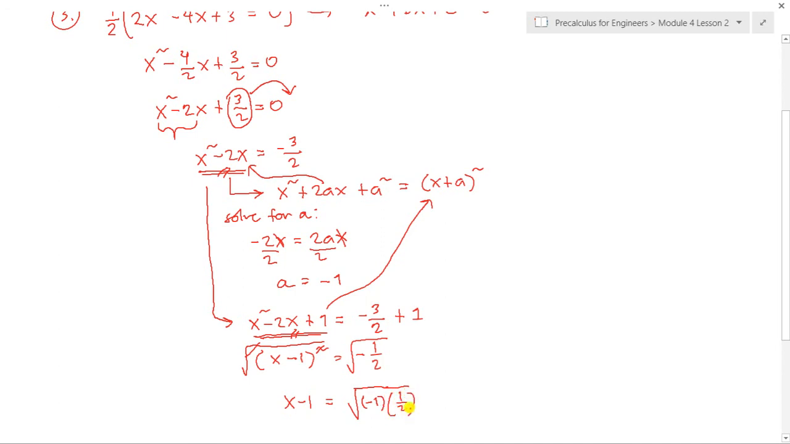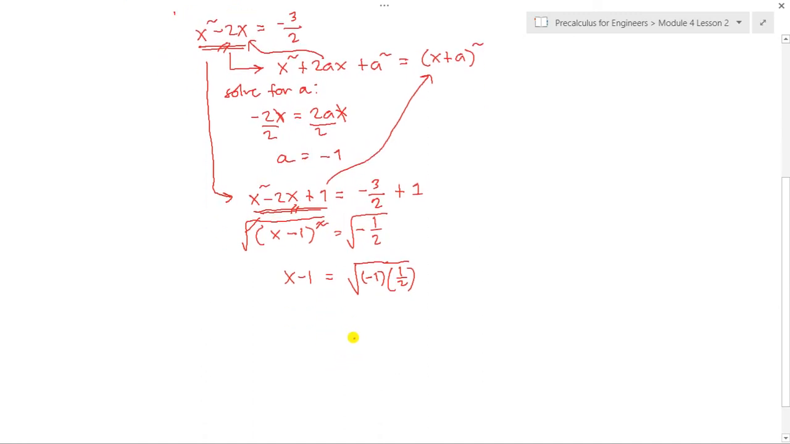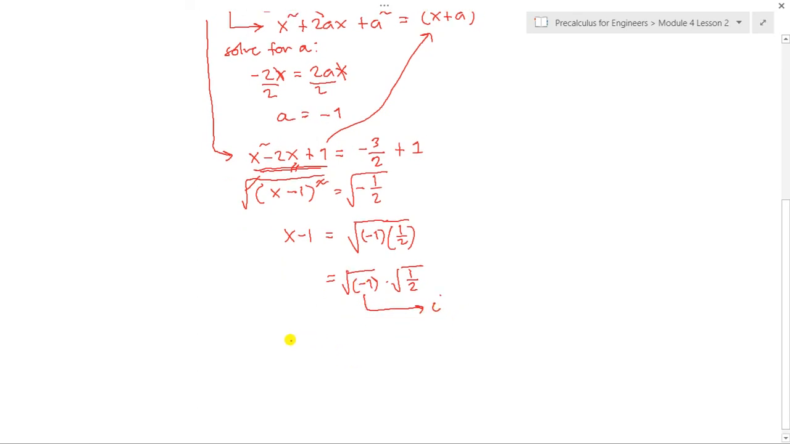Kasi diba, expect na even yung index natin tsaka may negative, so therefore may imaginary ito. So this can be further simplified into negative 1 times square root of 1 half. So here we all know that this square root of negative 1 is equal to the imaginary number I. So we now have x minus 1 is equals to plus and minus square root of 1 half I. Then transpose this one to the other side. So we now have x is equals to 1 plus or minus square root of 1 all over 2 I.